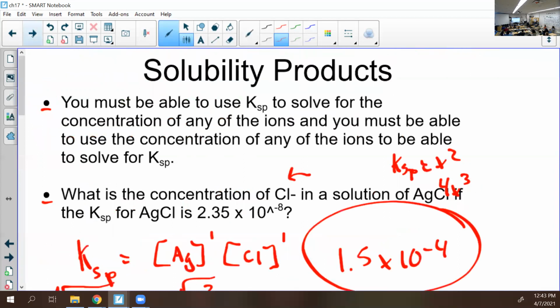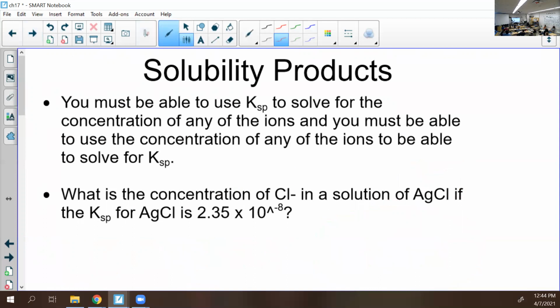Okay, focus. Here we go. This is going to say everything we just said. You must be able to use Ksp to solve for the concentration of any of the ions. And you must be able to use the concentration of any of the ions to solve for Ksp. All right, so here we go. What is the concentration of Cl minus in a solution of AgCl if the Ksp is that value? This should take you 10 seconds.